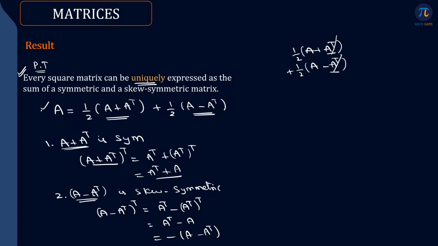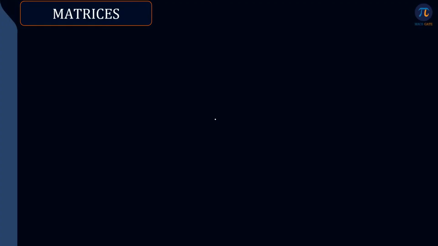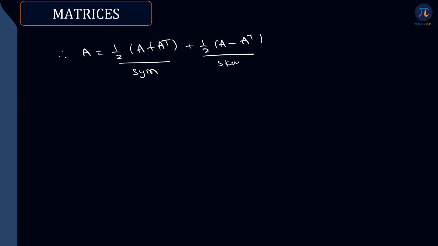And now you can write A as a sum of symmetric and skew symmetric matrix. Therefore A can be written as half of A plus A transpose and half of A minus A transpose, where this is a symmetric matrix and this is a skew symmetric matrix.